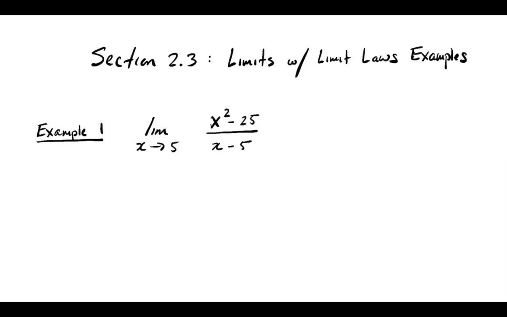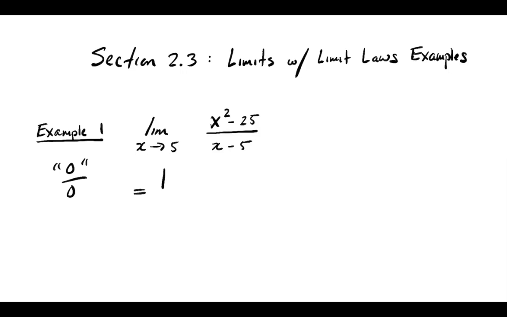Our first example here, you can take a look at it. I want to take the limit as x goes to 5 of that rational function, x squared minus 25 over x minus 5. This is a 0 over 0 limit. You can check, stop the video, both the numerator and denominator of that expression are 0 when you let x equal 5. So we got a factor.